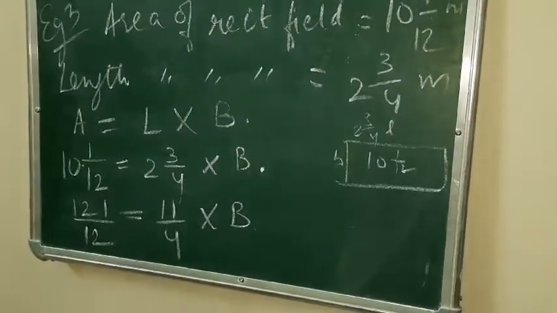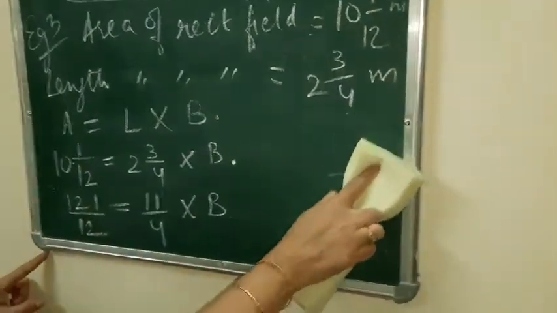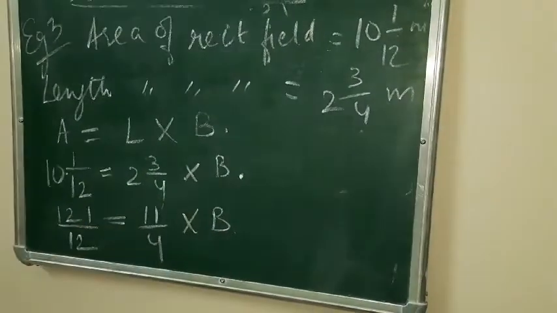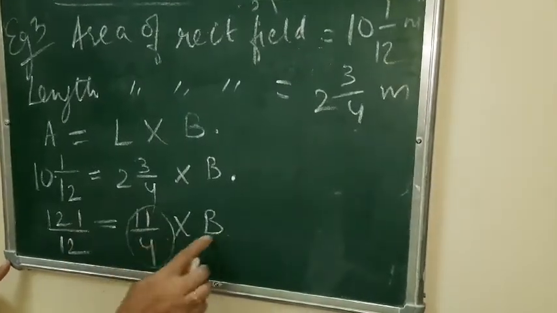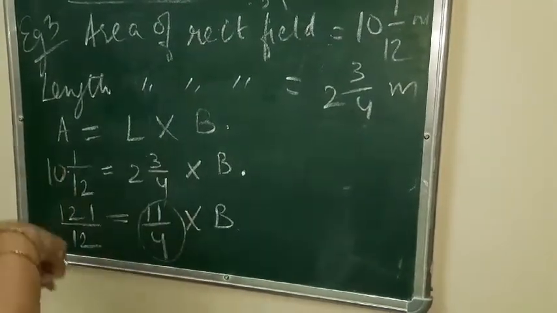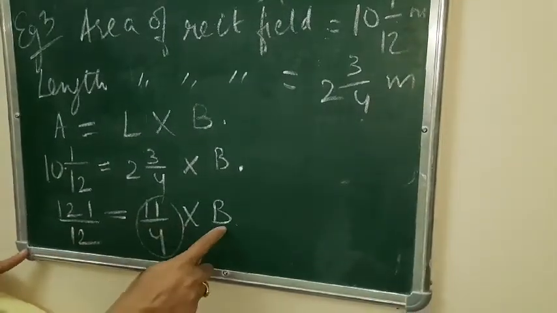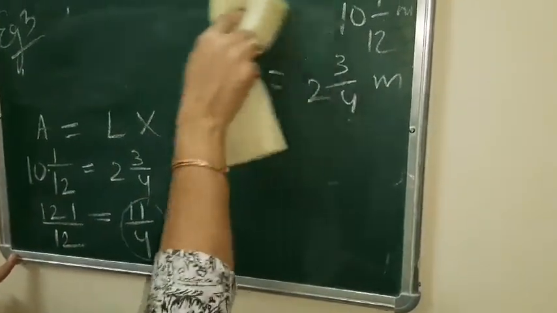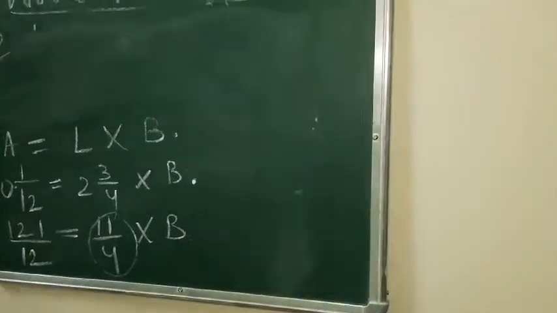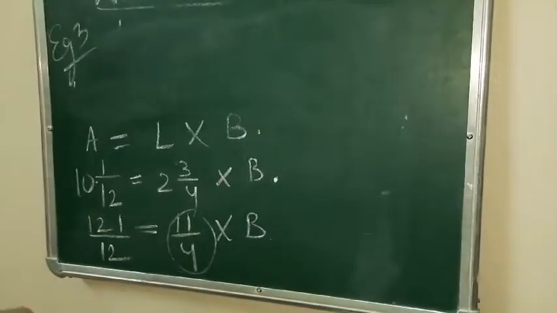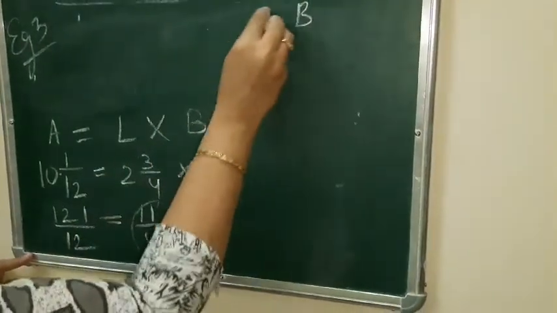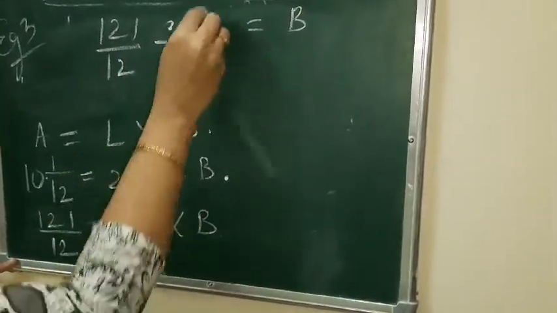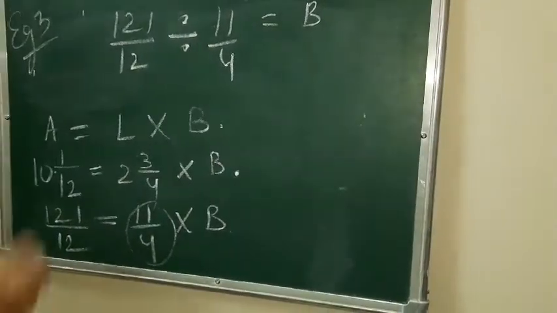Now I told you, whatever you have to find should be kept alone on that side, and whatever is written along with it needs to be shifted. Now 11/4 is written along with it. It needs to be shifted to the other side. Now 11/4 is multiplied with B. When on one side it is multiplying and it is to be shifted to the other side, multiply will change into division. So B will be equal to 121/12 divided by 11/4.